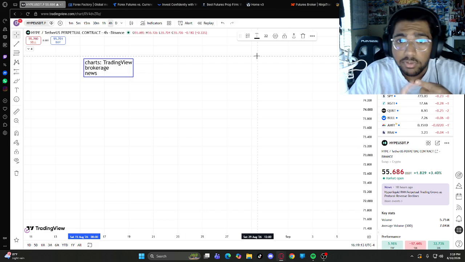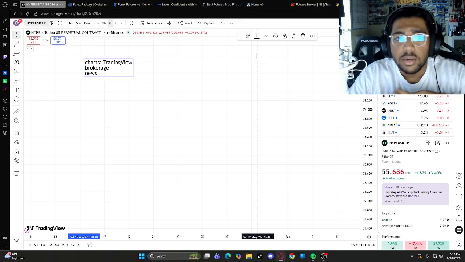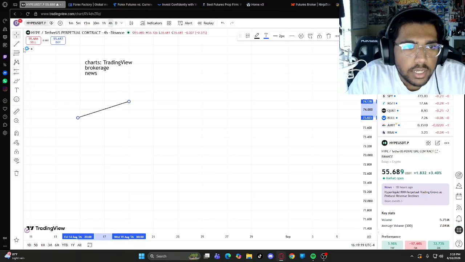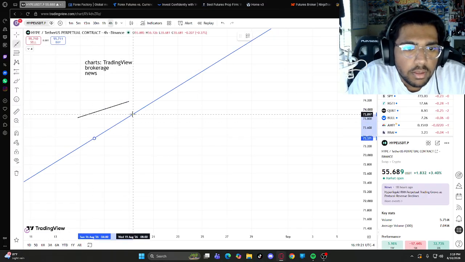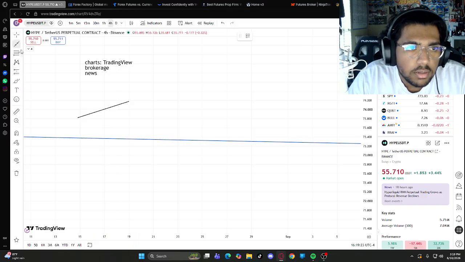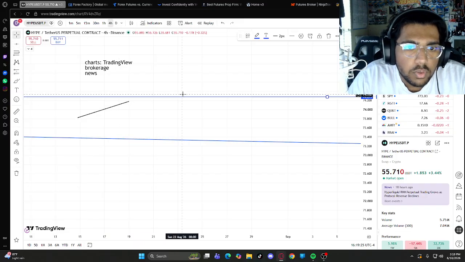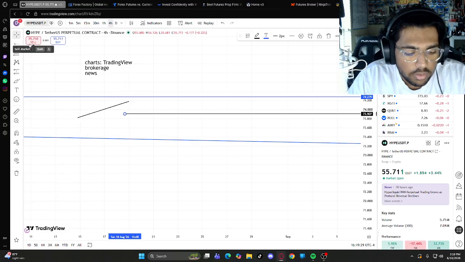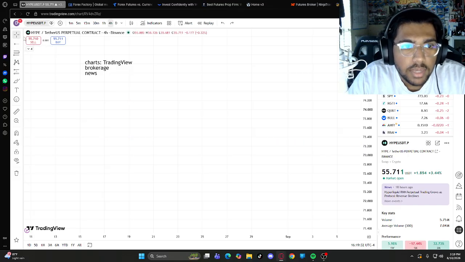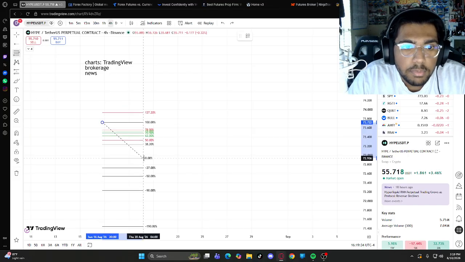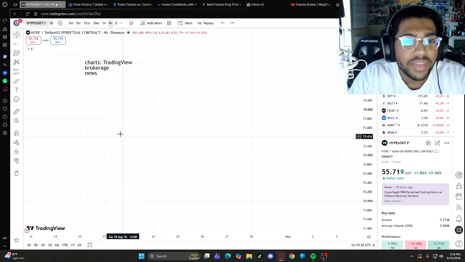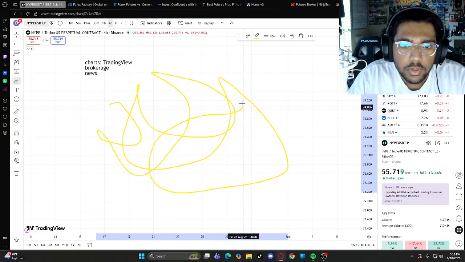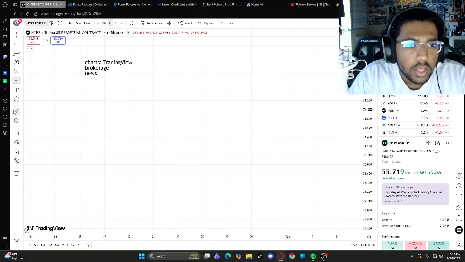It's better than prop firms, in my opinion, when it comes to charting, because you have so many tools available. Right here, trend line, extended trend line, horizontal line, horizontal ray. We have so many of these amazing tools at our disposal. The Fibonacci retracement tool is one of my favorites to use when trading. We can draw all over the screen.